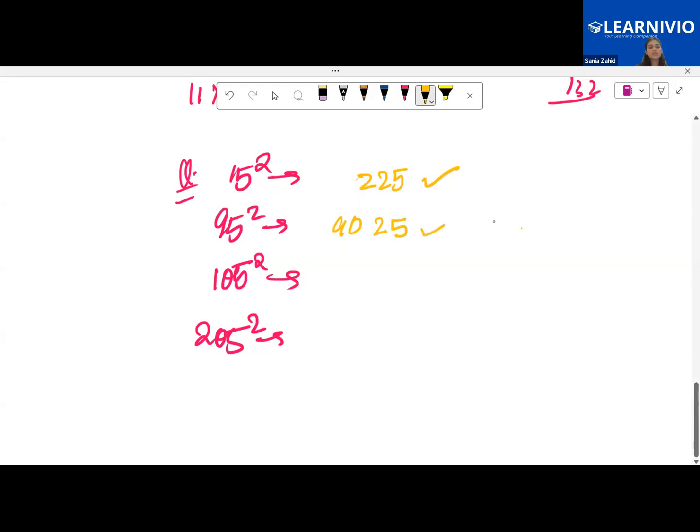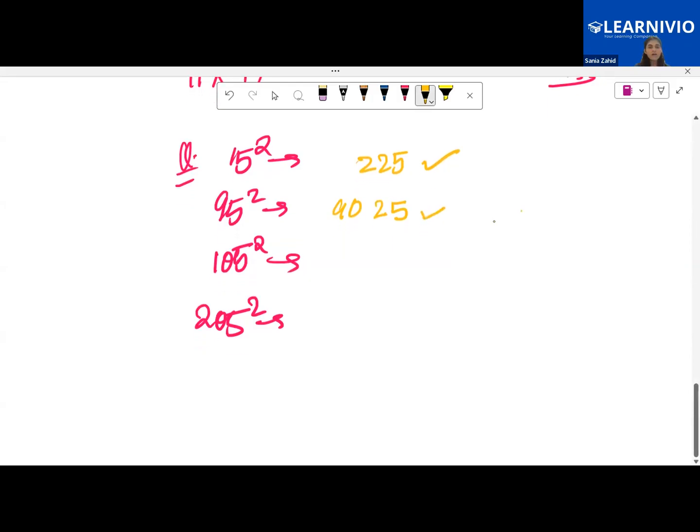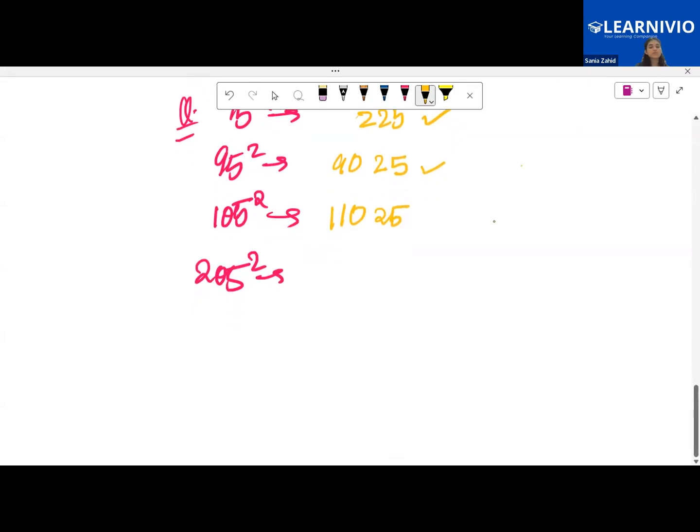Okay, next, Ramesh, tell. Ma'am, then again we get the square of 5 is 25. Okay, so 10 plus 1 equals 11. So 10 into 11 equals 110. So 11025. Yeah. Right, next.